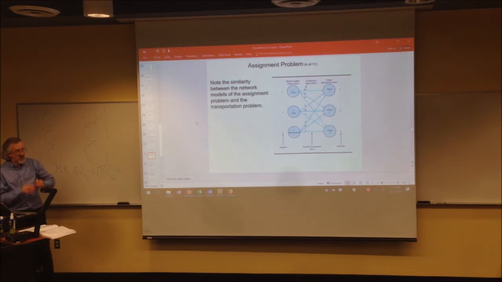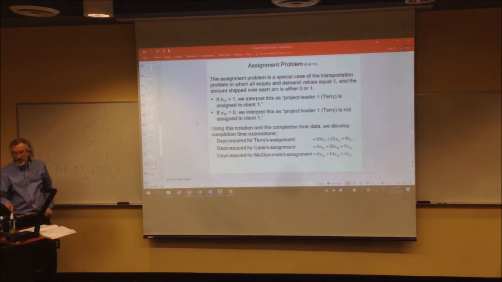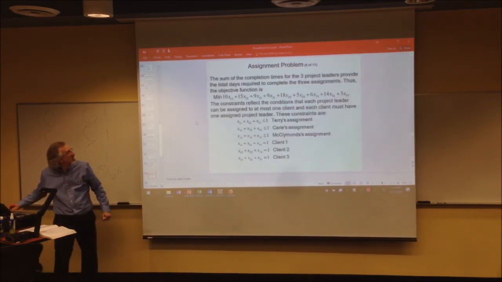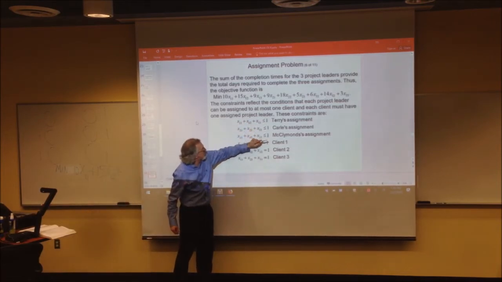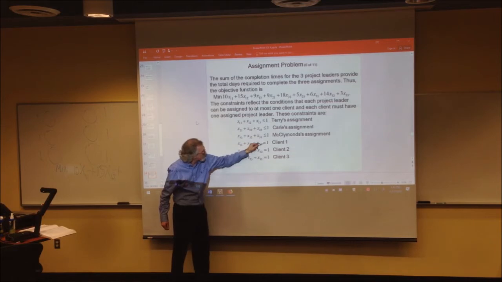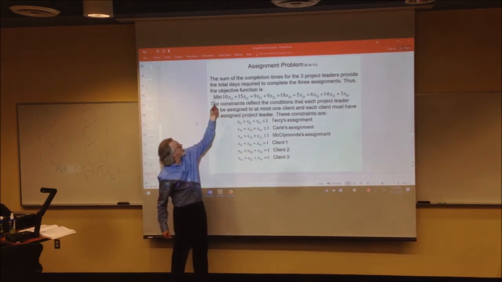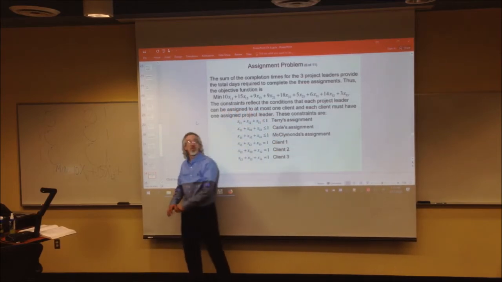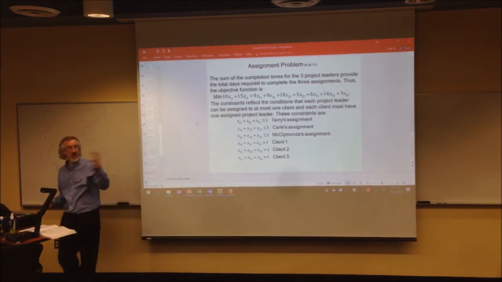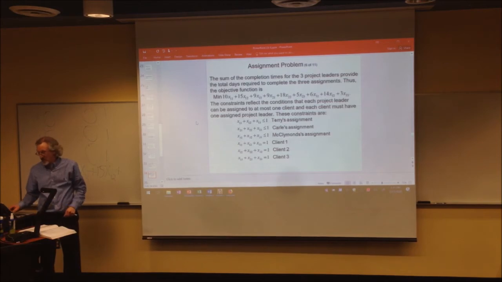You drew the network. You then have all your constraints when you get down here. Here are the 3 project leaders, less than or equal to 1, less than or equal to 1, less than or equal to 1. Here are the 3 clients, equal to 1, equal to 1, equal to 1. There are the 9 variables that exist, each one with the number of days it would take if that project leader were assigned to that project.